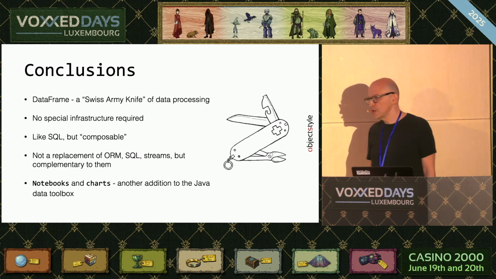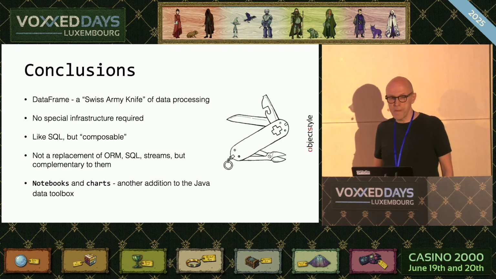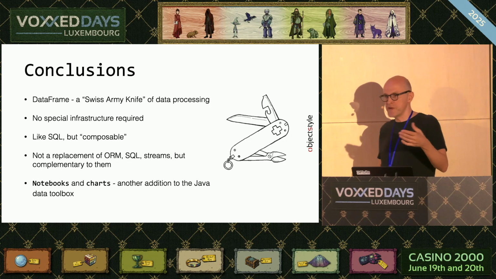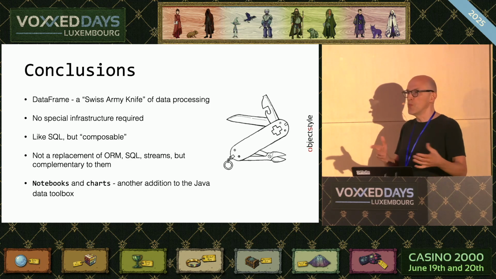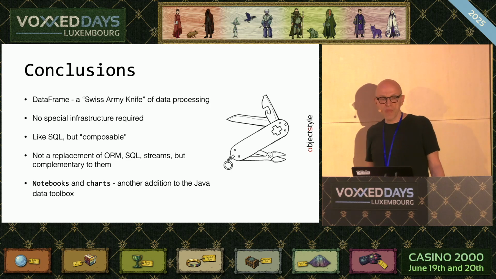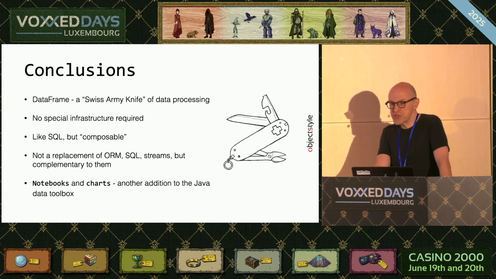So a few conclusions, we still have a few minutes here. DataFrame is a Swiss Army knife of data processing. Lots of operations are already available out of the box, with parity with SQL and more. Well, I mean standard SQL, because right now people are doing all the crazy things with SQL too. And no special infrastructure is required for those who are used to Spark.